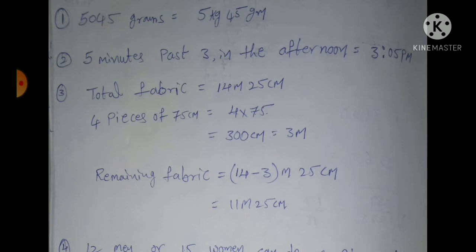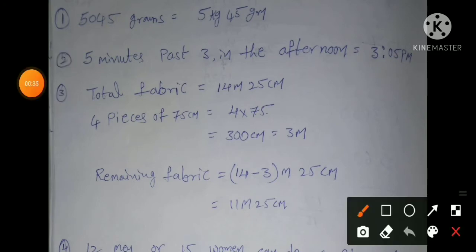5045 grams equal to, so 1 kg equal to 1000 grams. So 5045 grams by 1000, it will give us 5 kg 45 grams. The answer is 5 kg 45 grams.